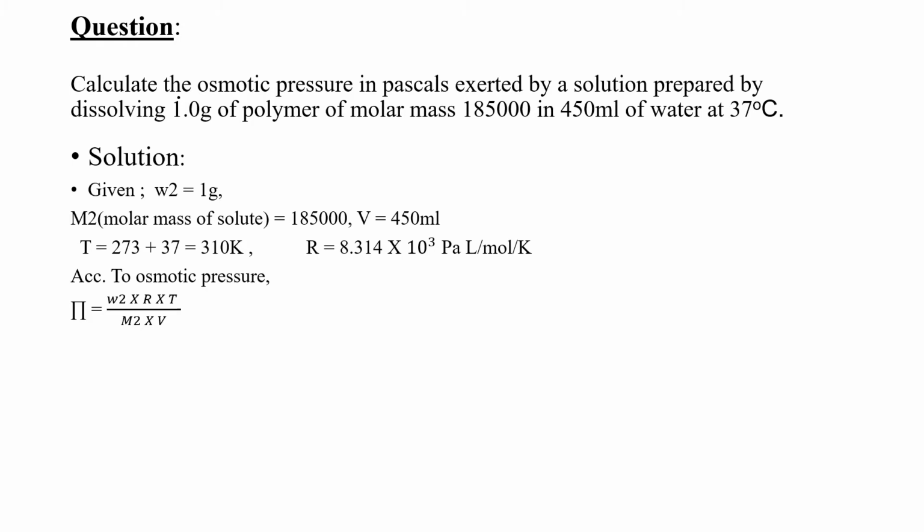According to osmotic pressure, pi equals W2 into R into T upon M2 into V. And here we have to find out the value of pi, the osmotic pressure. On putting all these values into this equation, we get the value of osmotic pressure in pascal, and that is 30.96 pascal. Here we calculated the value easily.